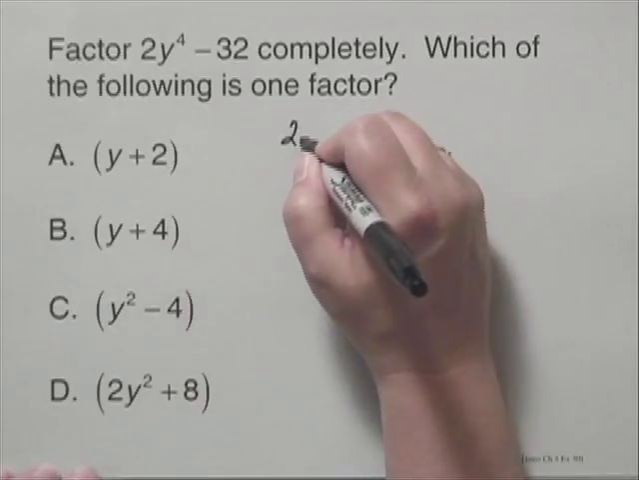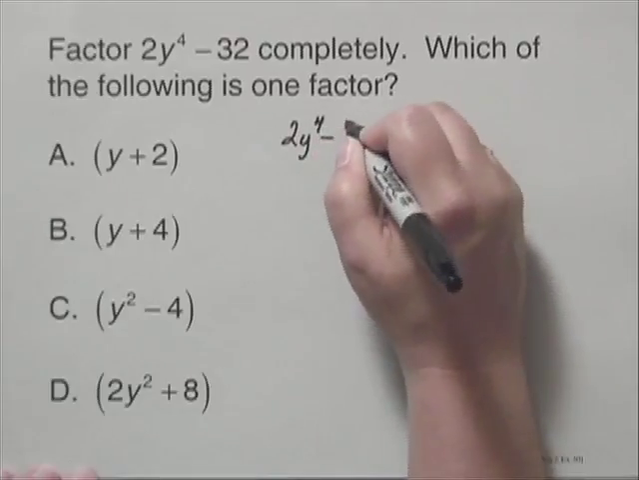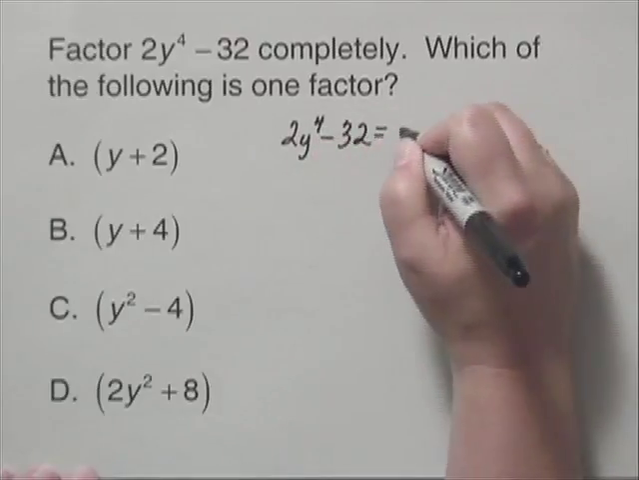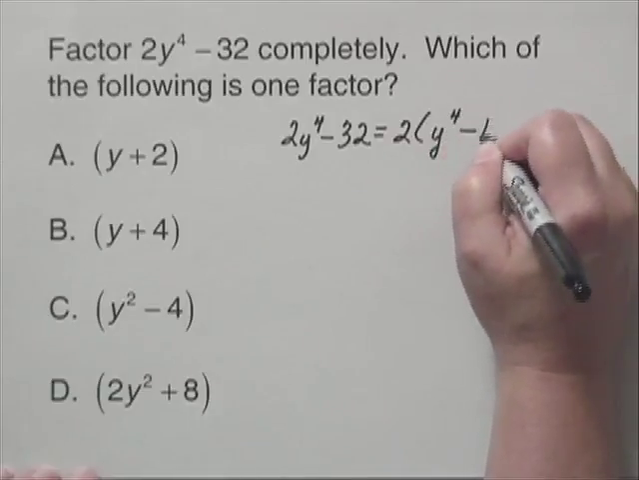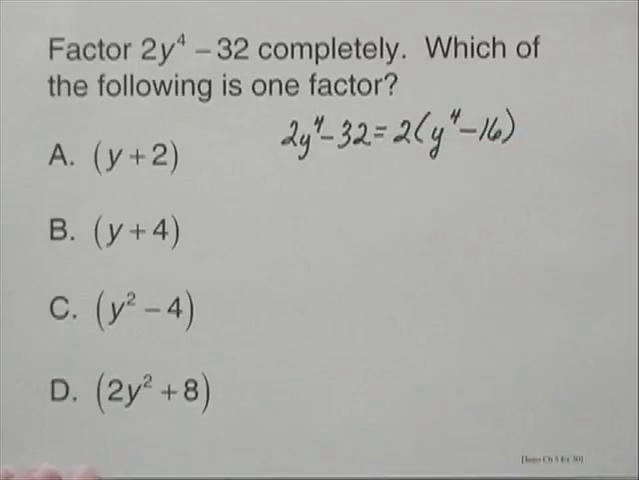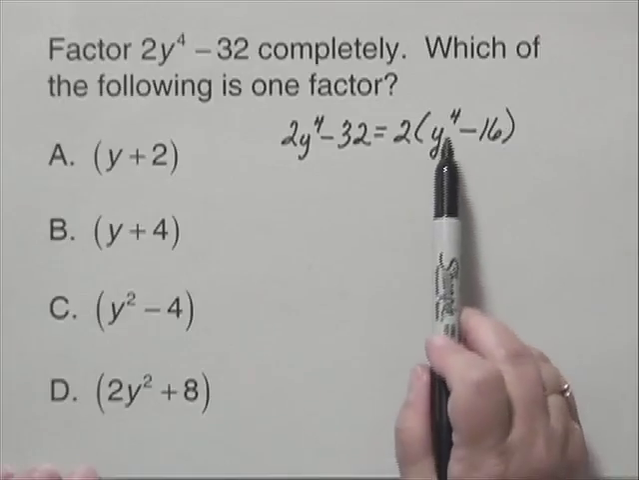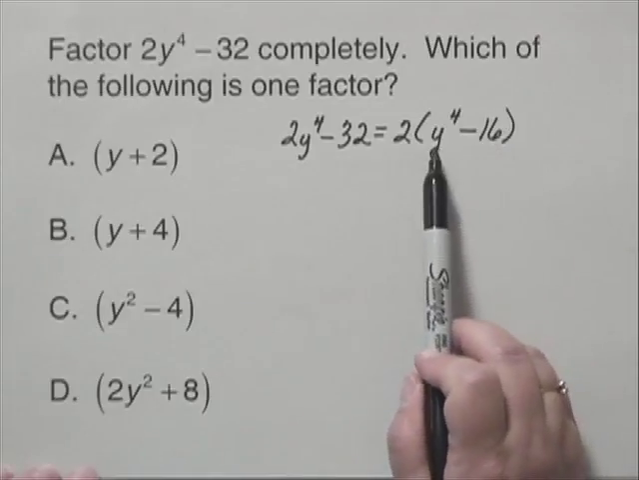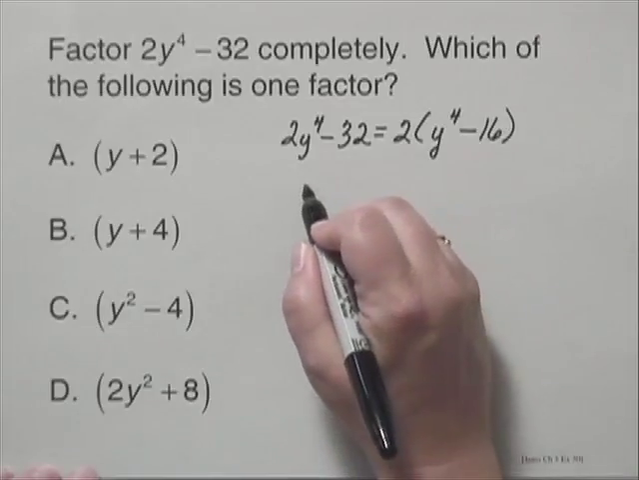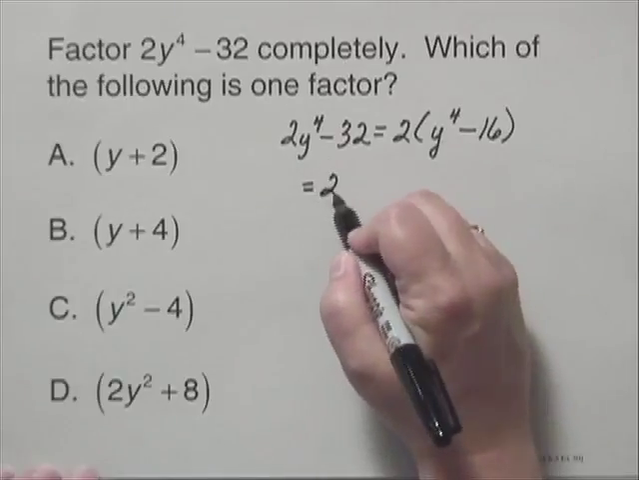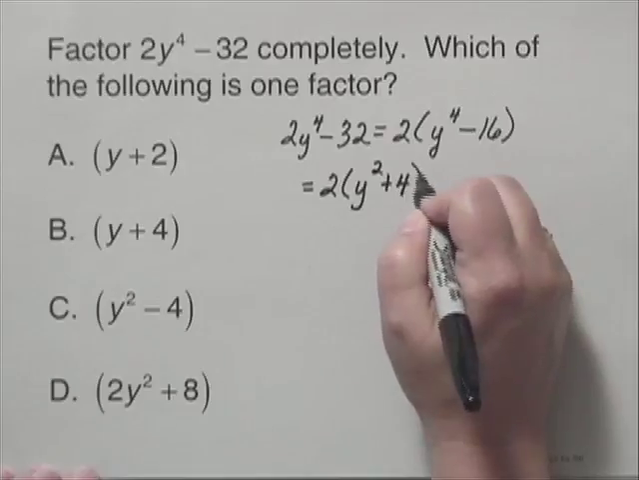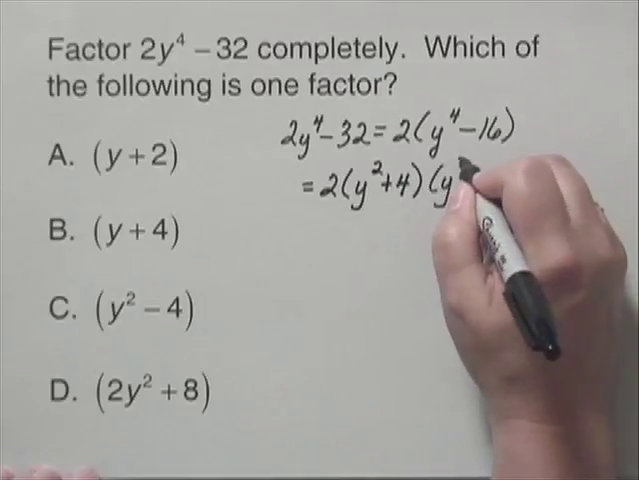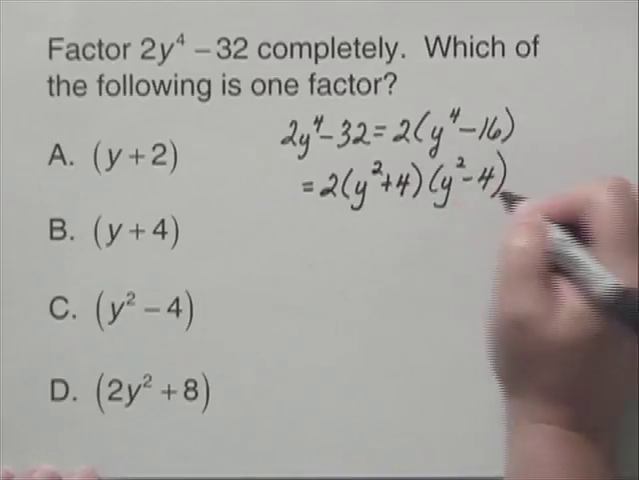So we have 2y to the fourth minus 32 equals 2 times y to the fourth minus 16. That's factoring out the common factor of 2. Now y to the fourth minus 16 is a difference of squares, so we can factor that. That's 2 times y squared plus 4 times y squared minus 4.